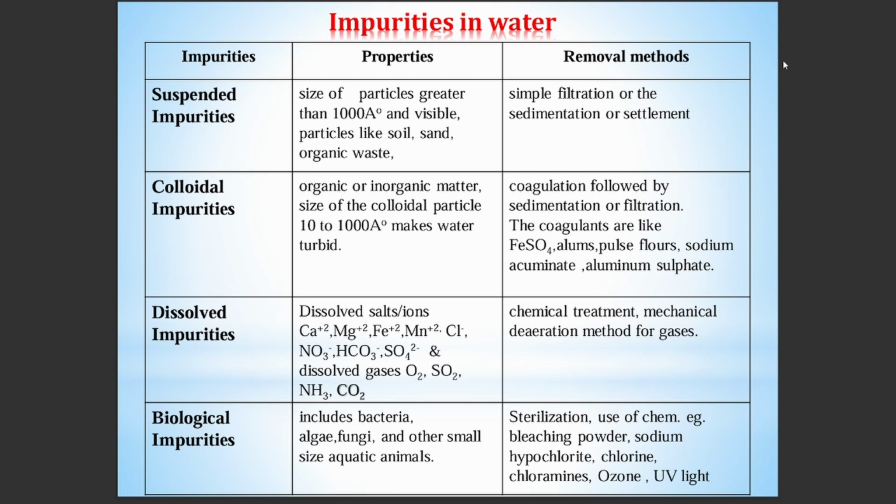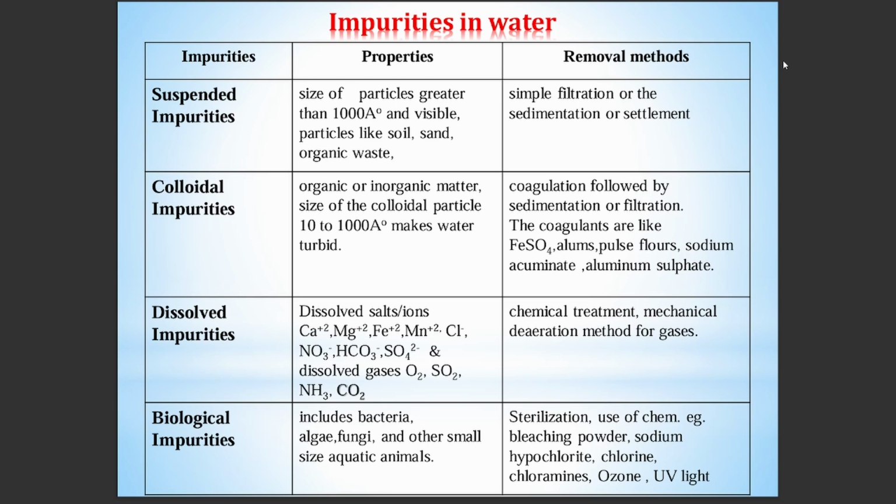First, suspended impurities. This type of impurities has the size of particles greater than 1000 angstrom unit, and these are visible by the naked eyes. Particles like soil, sand, organic waste cause the suspended impurities. But dear friends, this impurity can be removed by the easiest method, that is filtration or sedimentation or settlement.